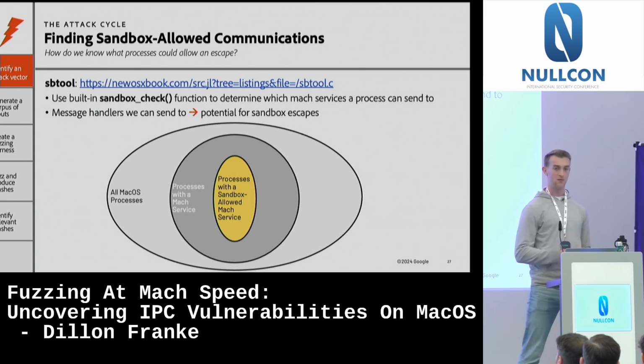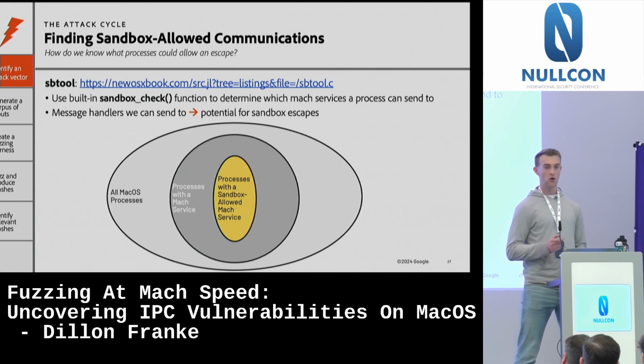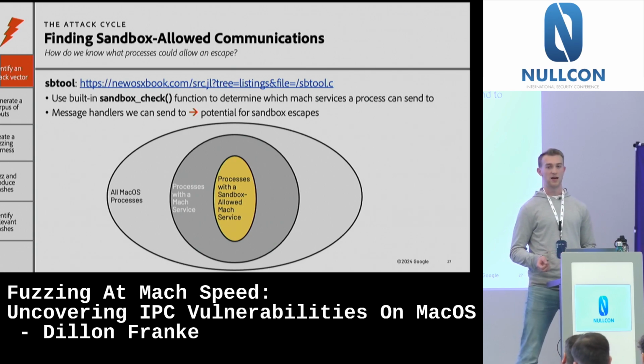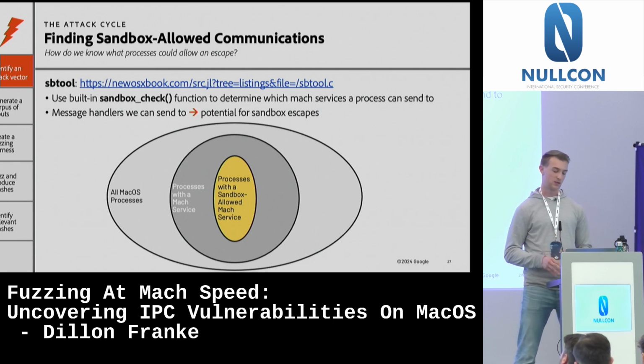We start with all macOS processes, as you see here. Then we just look at the ones that have a registered Mach service with that bootstrap service. And then we can even trim it down further by looking at only the processes that are allowed to communicate from these high-impact services via Mach.